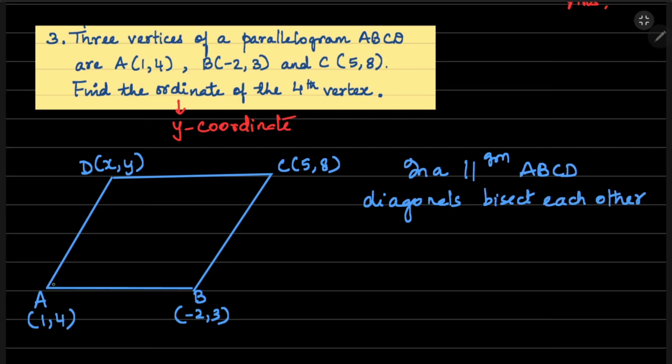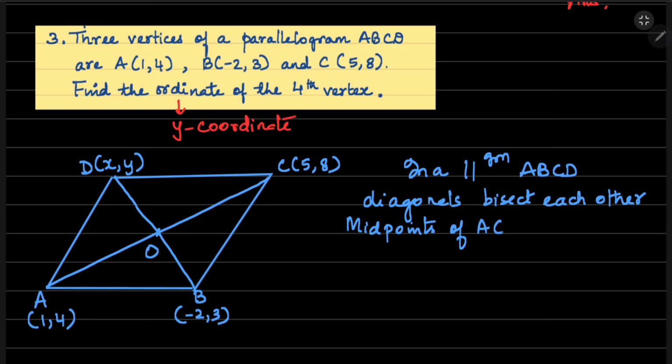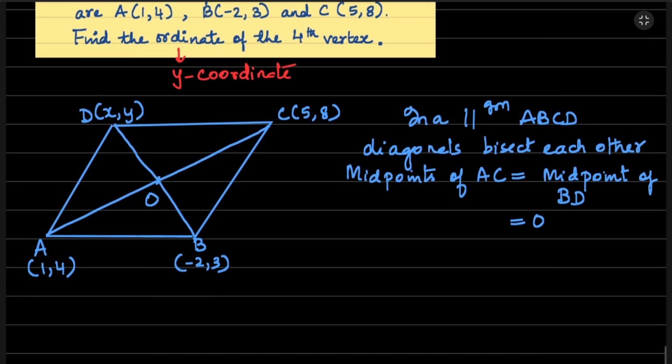The diagonals bisect each other, which means what? When you join AC and BD, both intersect at the midpoint. Okay, so the midpoint of AC and BD are the same. So let the midpoint of AC and BD be O. So you can just write the midpoint of the diagonal AC is equal to the midpoint of the diagonal BD, which let it be equal to O. Let's find the coordinates of this midpoint.